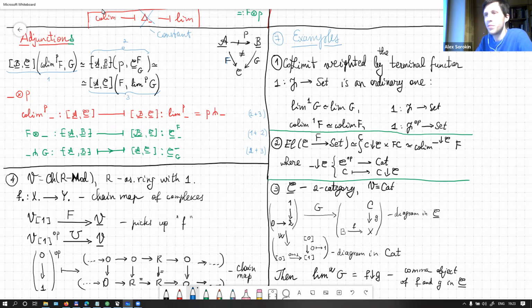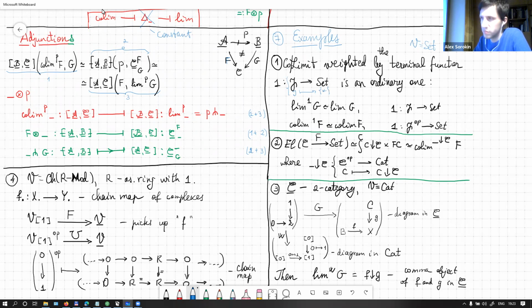This is quite a beautiful thing, as we will see very soon. But right now, to finish the story about weighted limits and colimits, I wanted to give you 4 examples. Well, the first example will be that if we have our colimit weighted by the terminal functor, in case of V equals Set, and the terminal functor, as you remember, takes every object J to a singleton, then we obtain ordinary limits and colimits.